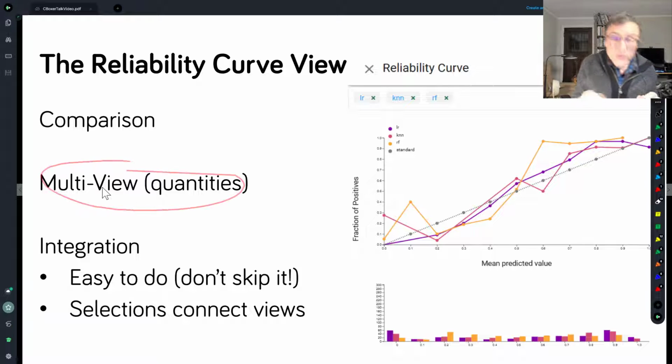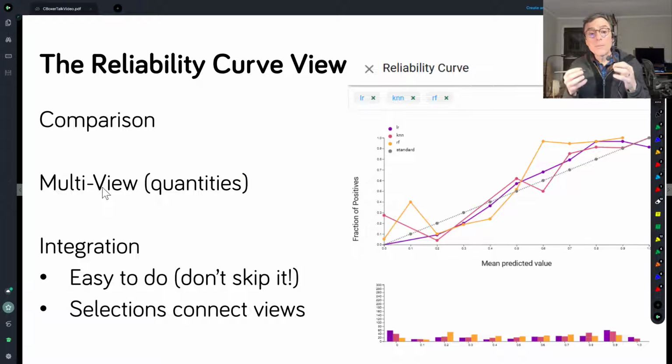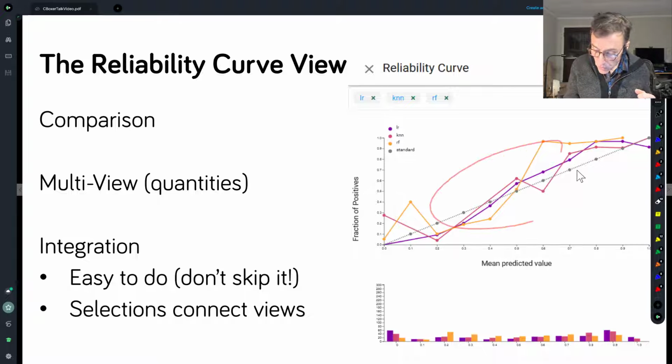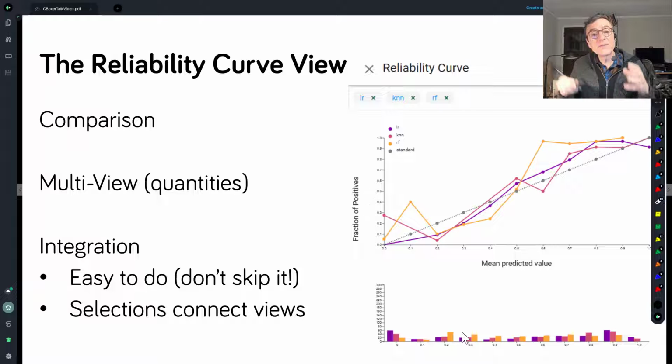It's a multi-view view because it not only shows what the curves are, but it also shows us the number of elements at each level. So we can see there aren't very many of these 0.1s, and that probably explains the high variance there. Another aspect of this is that this view is tightly integrated into our system.